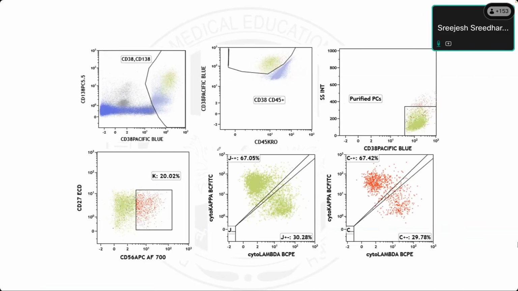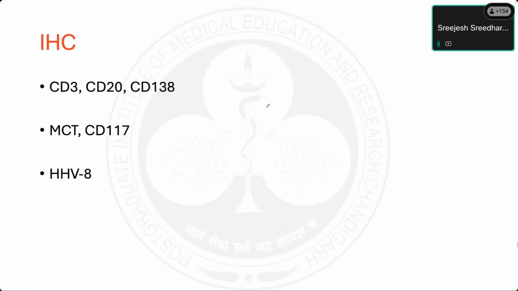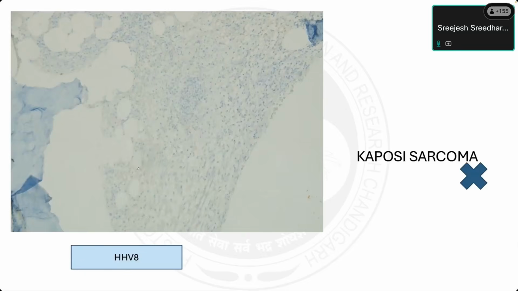So flow cytometry is a very sensitive technique to detect clonal plasma cells. We did flow cytometry for plasma cells. They were gated based on CD38, CD138, CD45, and scatter. The clonality was assessed based upon these markers and cytoplasmic kappa lambda, but there were no clonal plasma cells. We did immunohistochemistry because there were lymphocytic aggregates, using CD3, CD20, CD138. And of course, since mastocytosis is a differential diagnosis, we did IHC for mast cell tryptase and CD117, and HHV8 for Kaposi sarcoma. HHV8 was negative.